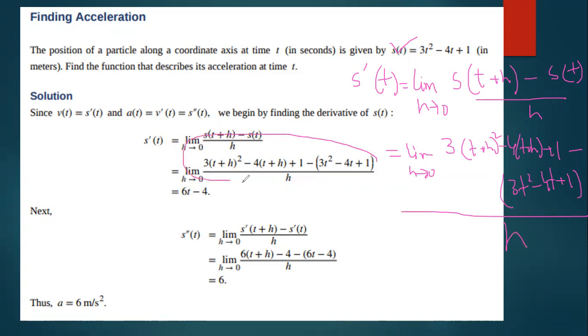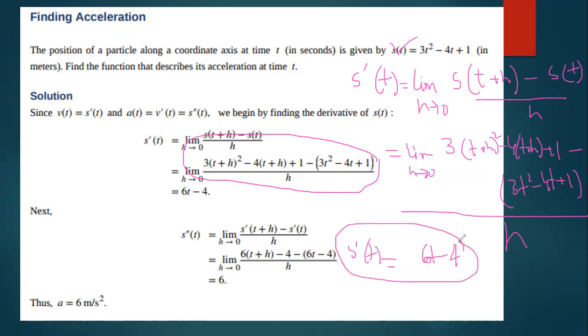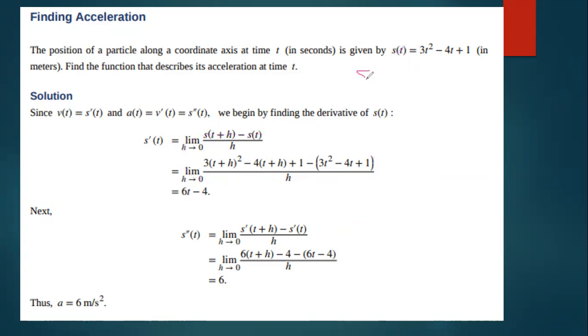Now after the simplification, you have to simplify it, and my answer for s'(t) will be equal to 6t minus 4. So this is the way to find the first derivative. Now finding the second derivative. To find the second derivative, my formula will be s''(t) equals limit h approaches 0 of s'(t + h) minus s'(t), and then whole divided by h.